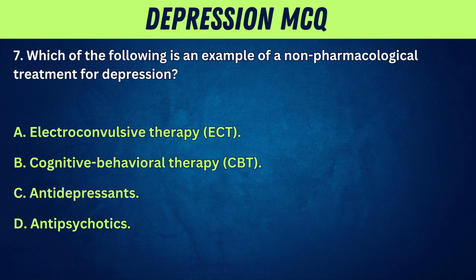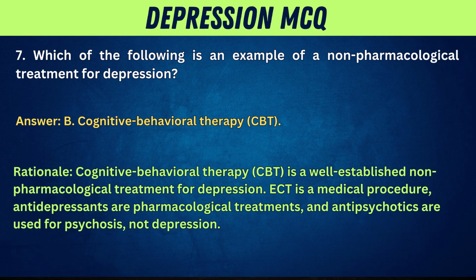7. Which of the following is an example of a non-pharmacological treatment for depression? A. Electroconvulsive therapy, ECT. B. Cognitive behavioral therapy, CBT. C. Antidepressants. D. Antipsychotics. Answer: B. Cognitive behavioral therapy, CBT. Rationale: cognitive behavioral therapy, CBT, is a well-established non-pharmacological treatment for depression. ECT is a medical procedure, antidepressants are pharmacological treatments, and antipsychotics are used for psychosis, not depression.